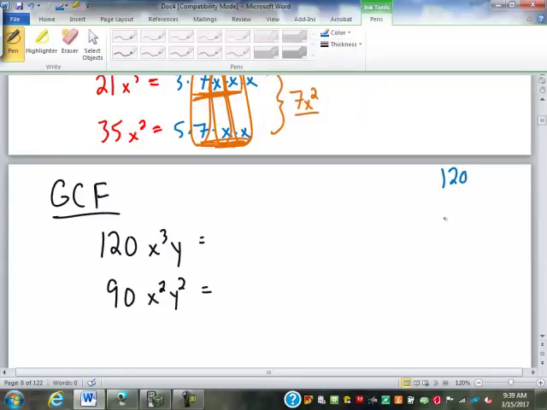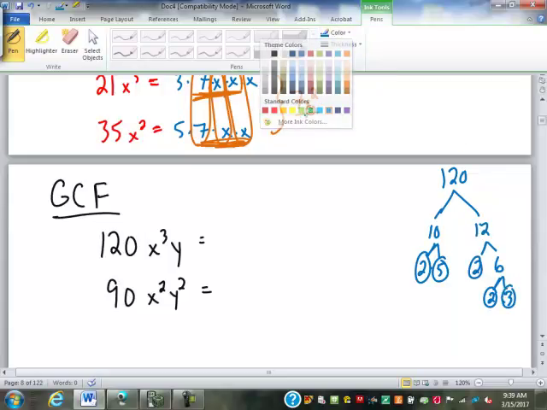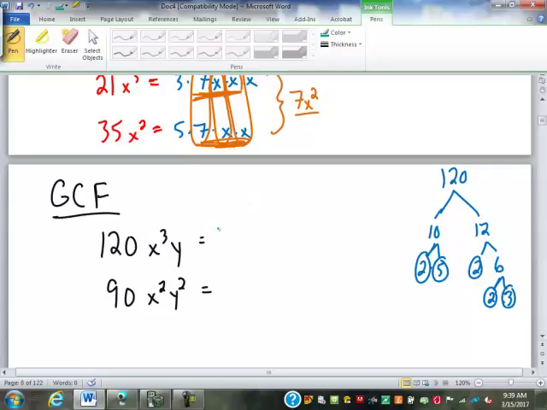Well, you might not know all the factors of 120, so we can split it up and do a factor tree. It ends in a 0, so I know it can be divided by 10. So 10 times 12 is 120. 10 can be split up into 2 times 5. 12 can be split up into 2 times 6. And 6 can be split up into 2 times 3. So the factors for 120 are 2 times 2 times 2 times 3 times 5.